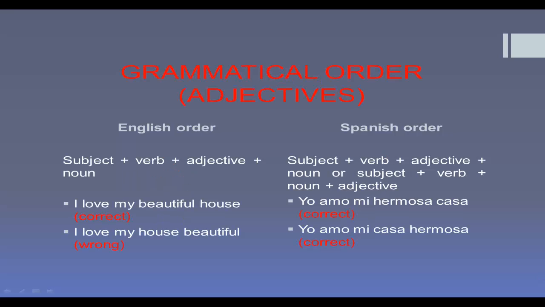Grammatical order. Adjectives. In English, the order of a sentence with an adjective is based on this pattern: subject plus verb plus adjective plus noun. But in Spanish, we can put the adjective before or after the noun. For example, in English, you must say, I love my beautiful house, not I love my house beautiful. But in Spanish, we could say, yo amo mi hermosa casa, or yo amo mi casa hermosa.